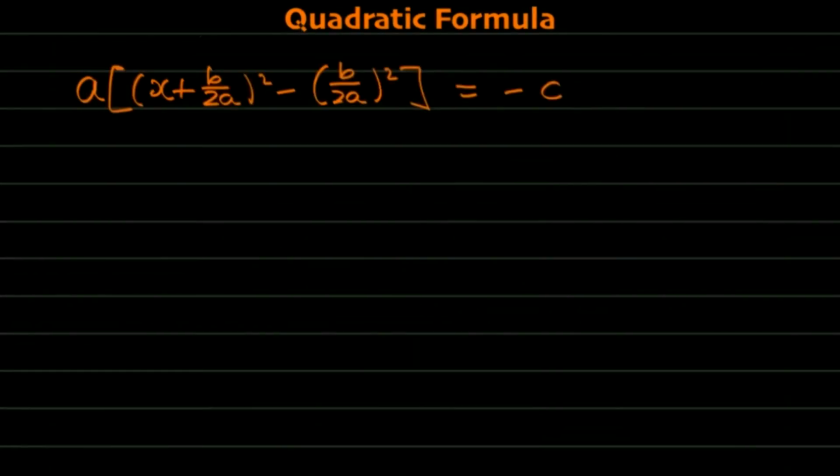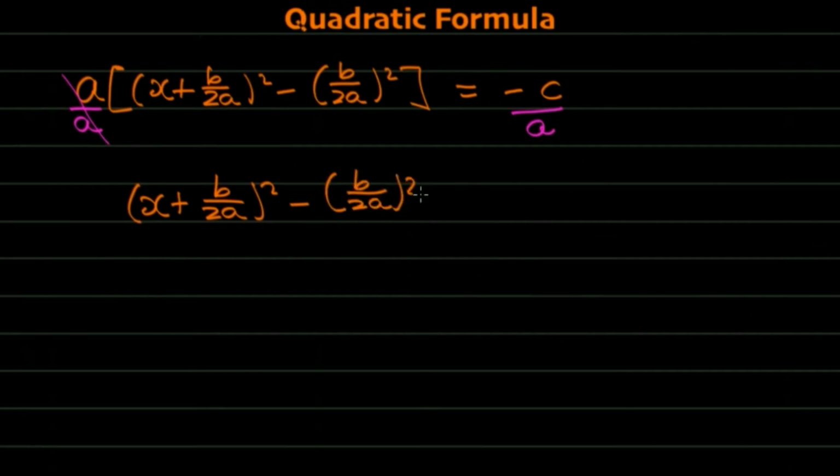So I've copied our last line of working onto a new page, and our next step will be to divide both sides by a, so that on the left the a's are going to cancel, and on the right we're going to be left with minus c over a. So we're going to end up with (x plus b over 2a) squared minus (b over 2a) squared is equal to minus c over a.